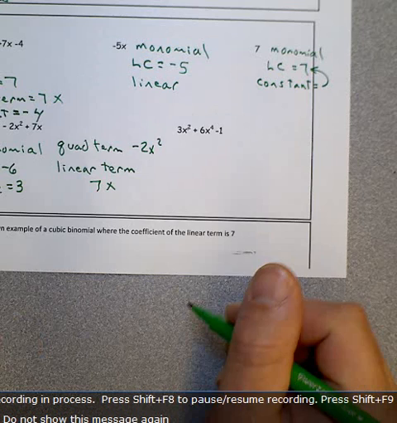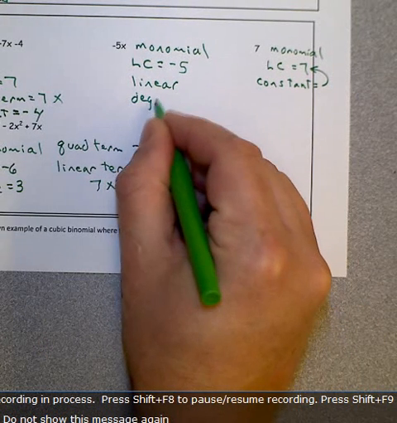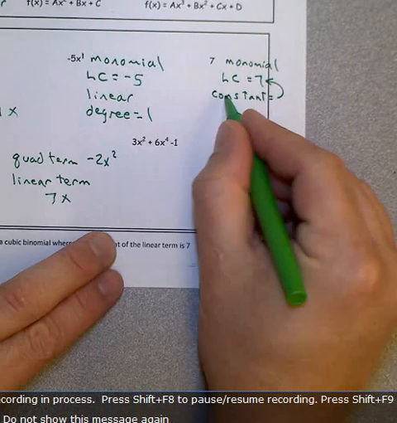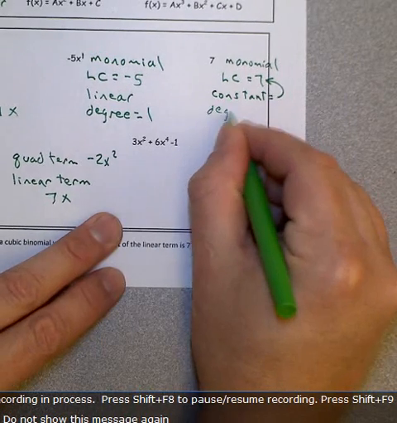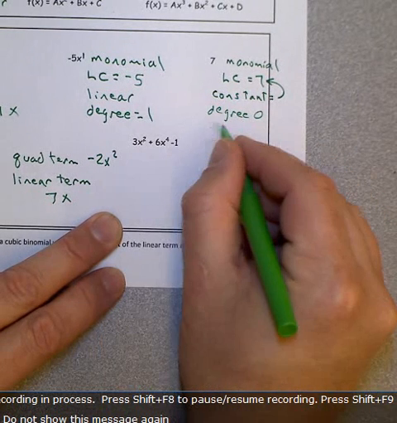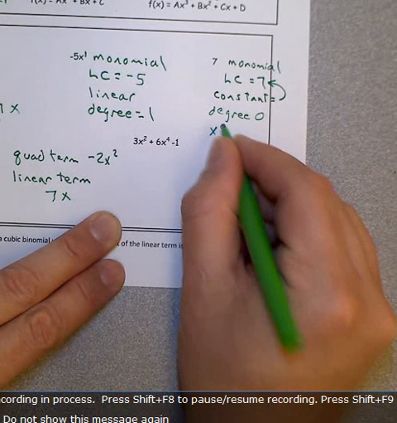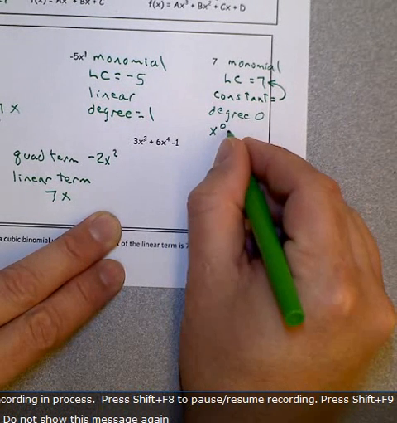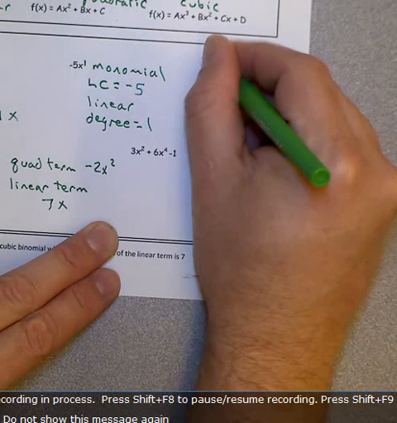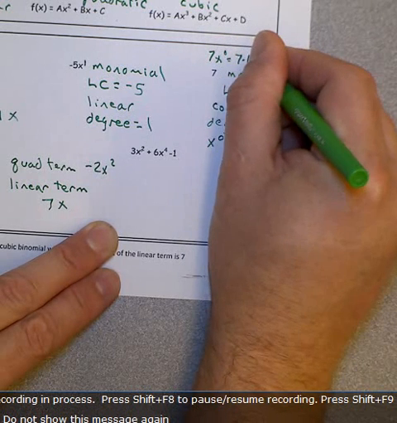By the way, up here, the degree of this polynomial is 1, because there's really a 1 there. And the degree of this polynomial is 0. The reason why is because really what we have going on is x to the 0 power. And anything to the 0 power is just 1. So if someone wanted to, they could write this as 7x to the 0 power, which would equal 7 times 1, which would be 7.